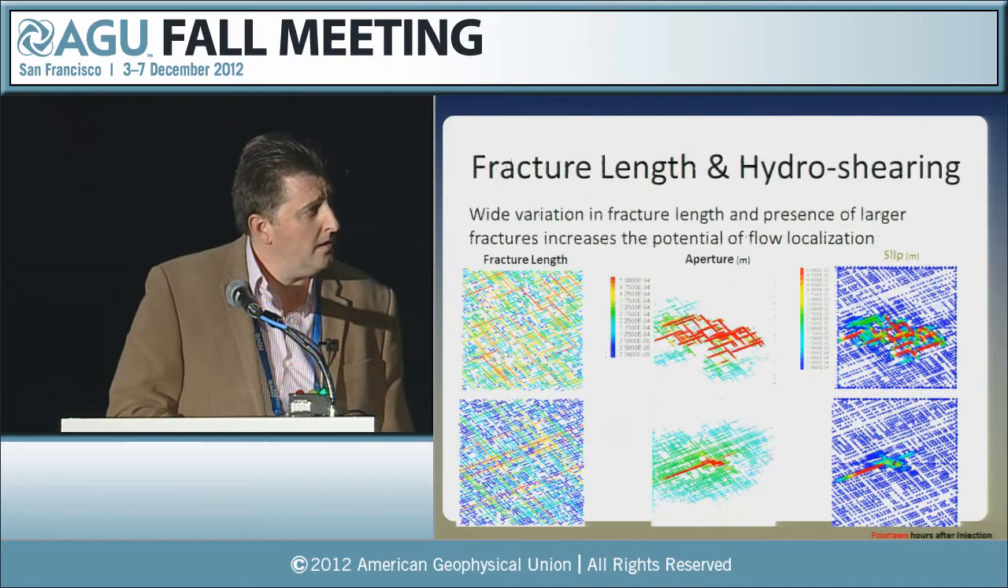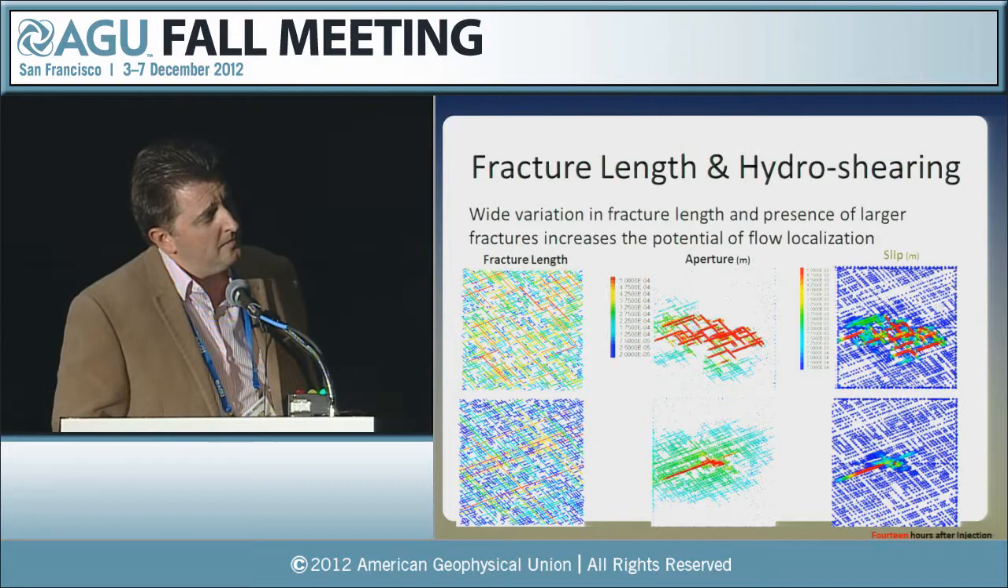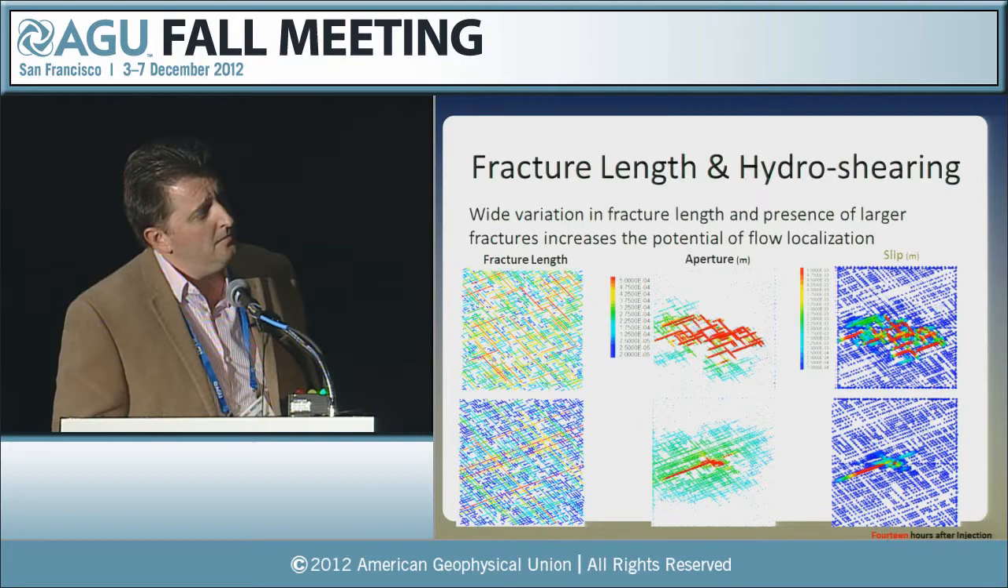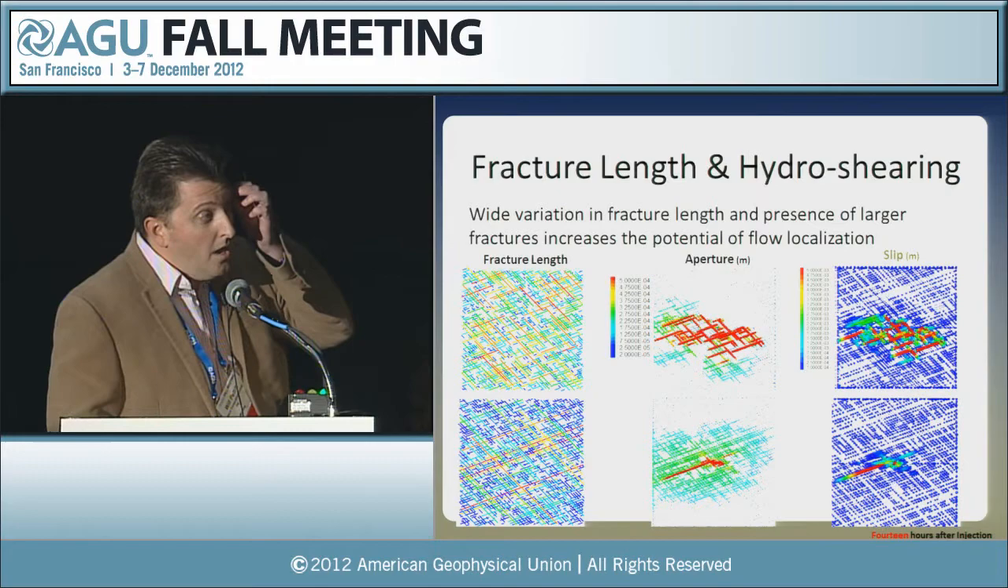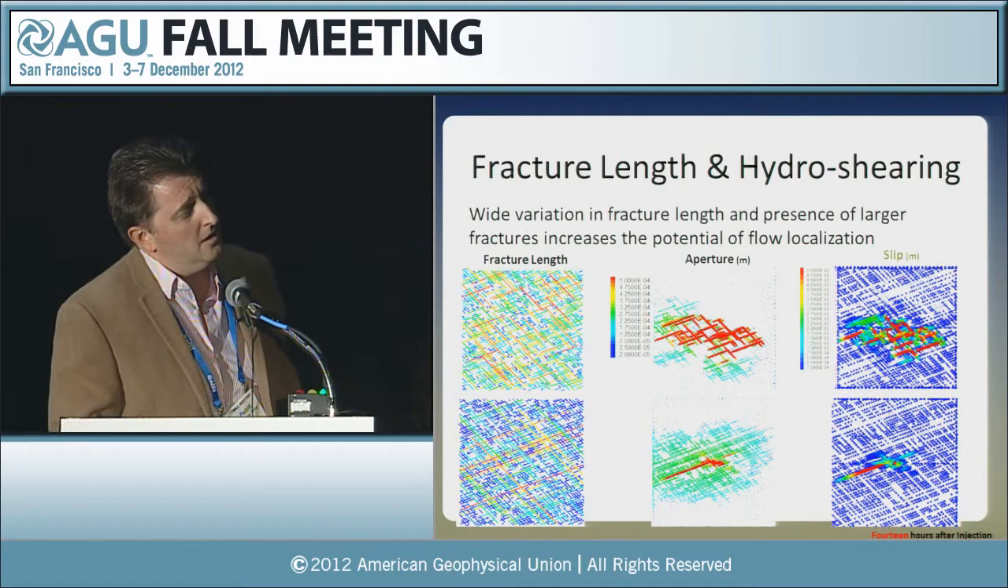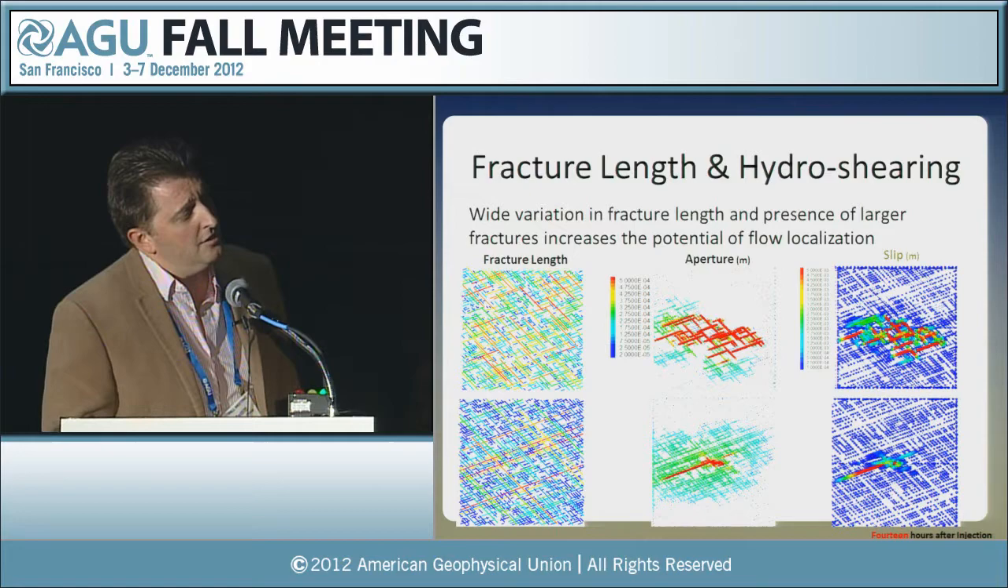So in this first example, we show fracture length, hydro shearing efficiency with fracture length. In the top one, we have a fracture set that has a maximum fracture length that's just smaller than the area that we're looking at here. So it's kind of a tight distribution of fracture lengths. In the bottom example, we have a much broader distribution of fracture lengths. And there's long fractures that are actually cutting through this volume.